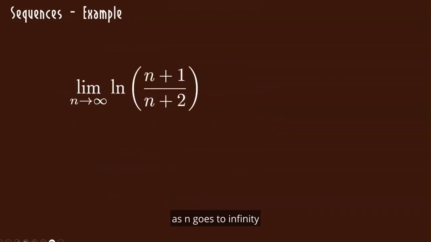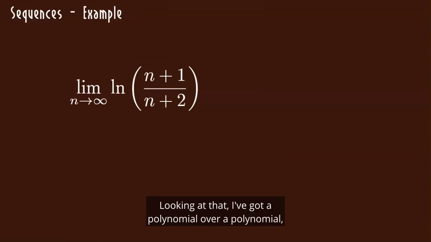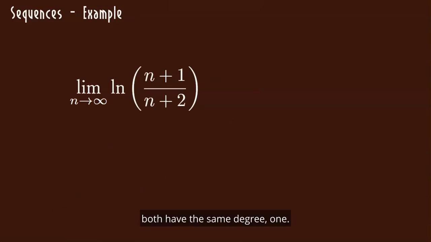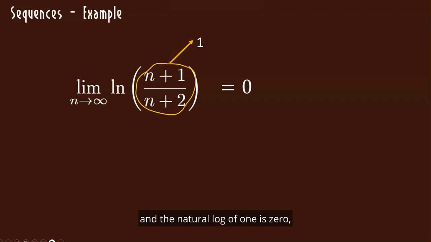So let's say we have the limit as n goes to infinity of the natural log of n plus 1 over n plus 2. Looking at that, I've got a polynomial over a polynomial. Both have the same degree, 1, so I'm looking at the leading coefficients. That means the inside goes to 1, and the natural log of 1 is 0. So the limit of this sequence is 0.